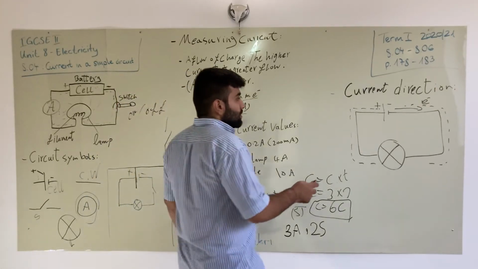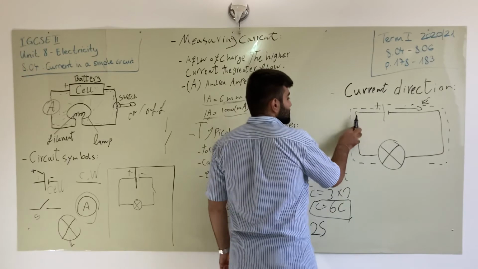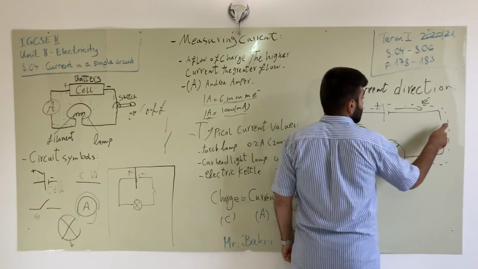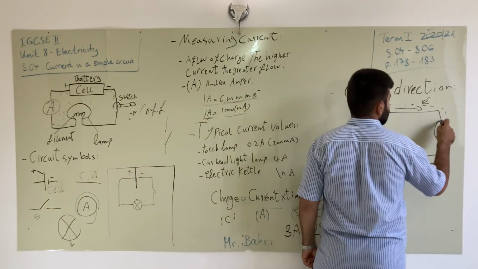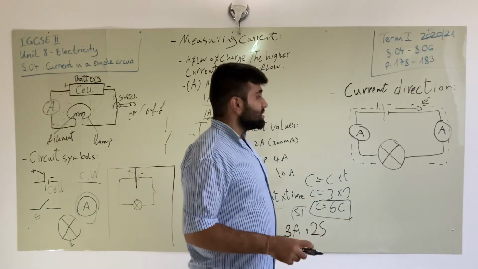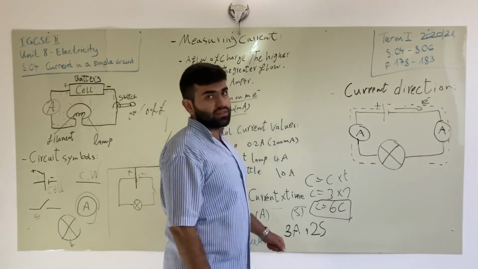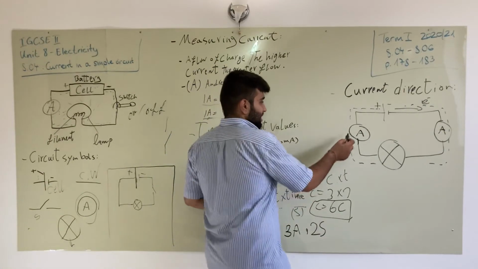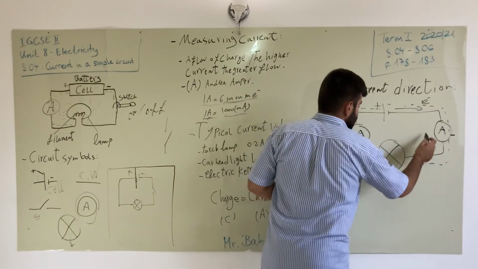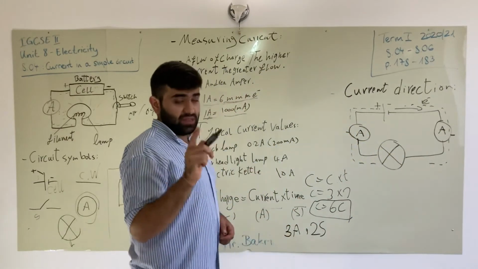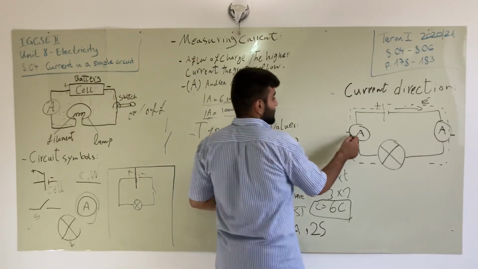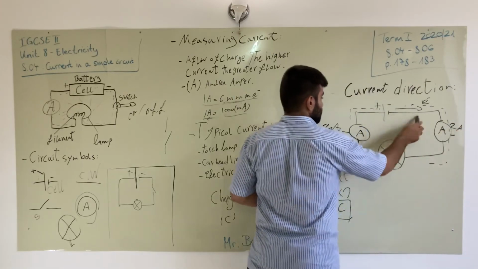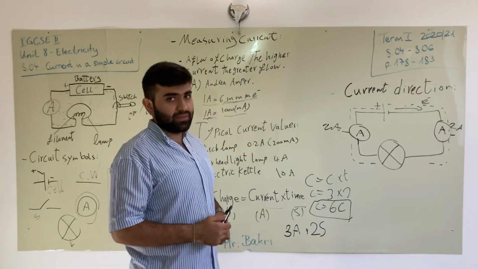Now if we have two ammeters in the same circuit, does each ammeter give us a different reading? Actually, no. If they are in the same circuit with one load, they give us the same reading. So if this ammeter reads 2 amperes, this one will also read 2 amperes in this circuit. Okay.